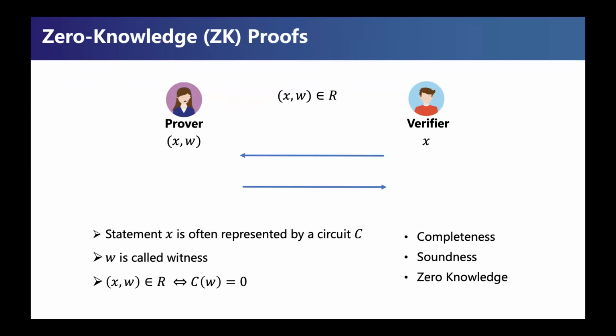ZK proofs need to satisfy three properties. The first is completeness, meaning when the prover honestly executes the protocol, the verifier must accept. The second is soundness, meaning a malicious prover cannot convince an honest verifier that a false statement is true. The third is zero knowledge, meaning a malicious verifier cannot learn any information except that the statement is true.